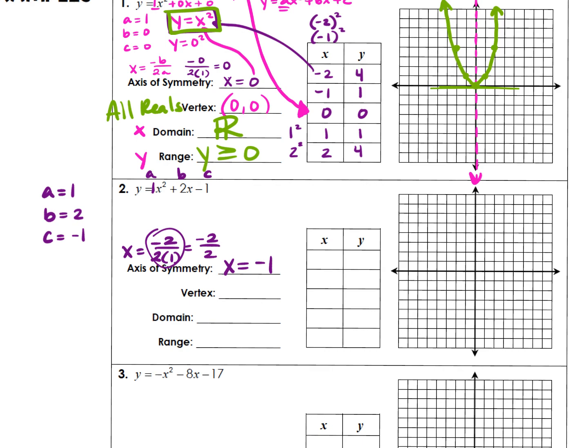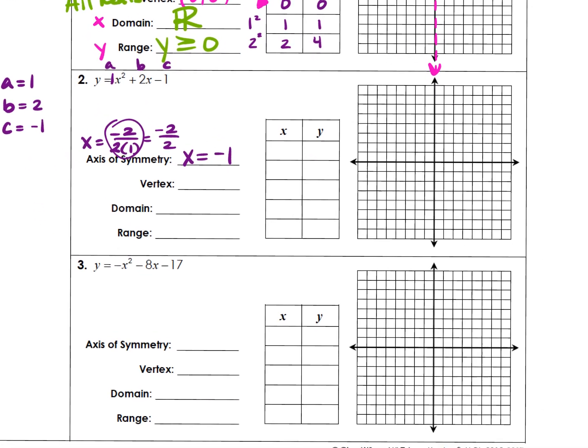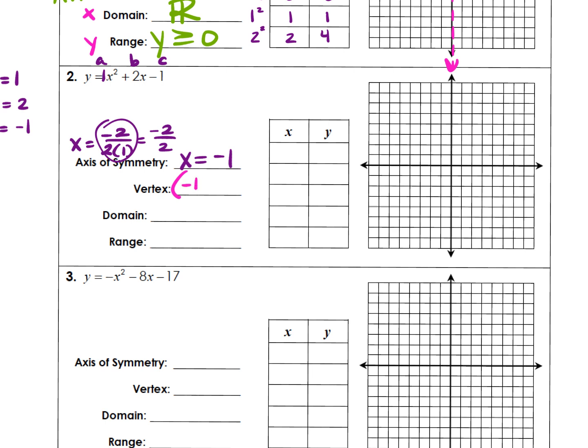How do you find a vertex? Plug that in. So -1, something, will be our vertex. When we plug that in, it's -1 squared plus 2 times -1 minus 1. At this point, if you want to use your calculator, as long as you plug in parentheses where parentheses are, you're good to go. So -1 squared is 1, minus 2, minus 1. 1 minus 2 minus 1 is -2. So the Y value of your vertex is -2.